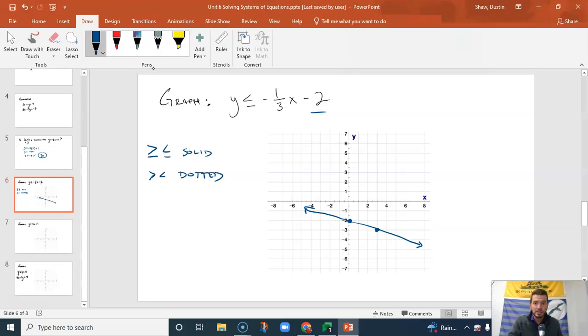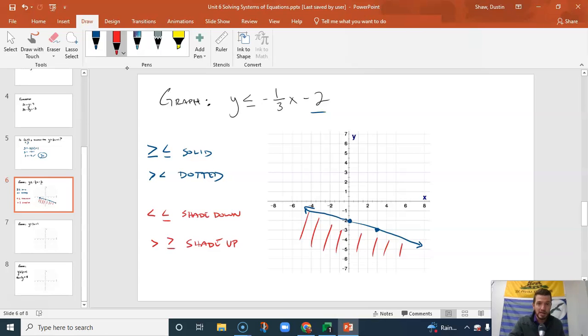So for shading, let me do this in red maybe, if it is less than or equal to, you're going to shade down, like below the line. And if it's greater than or equal to, you're going to shade up, or above the line. So in this case, it's less than or equal to, so we are going to shade down. So for your answer, you're looking for a solid line with shading below the line.